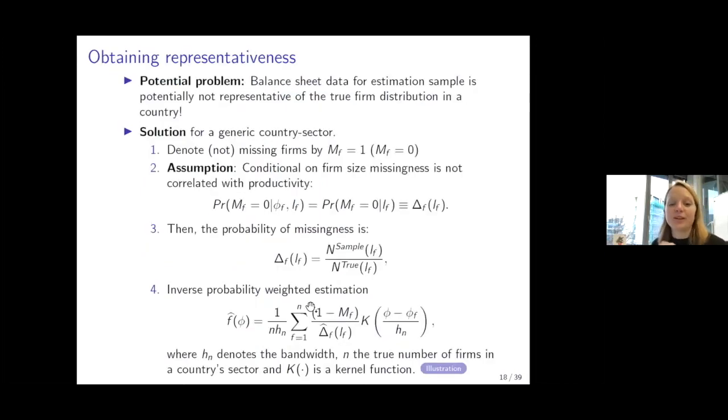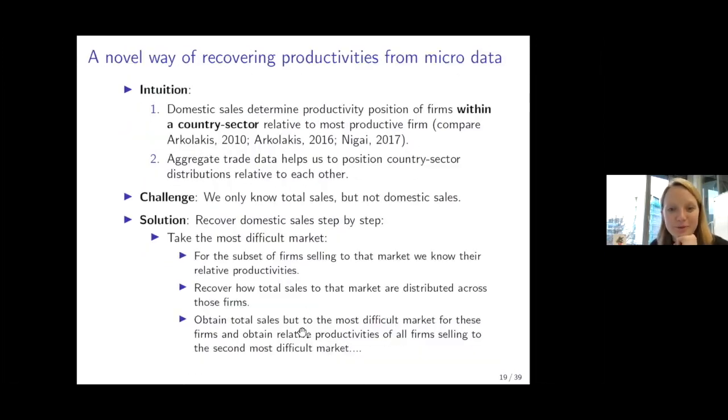Now, I wanted to not talk about the representative part here. We can talk about this later on if you're interested in that. What I want to talk about is how we actually recover productivities, because this, I think, is a quite nice way of getting at this data.